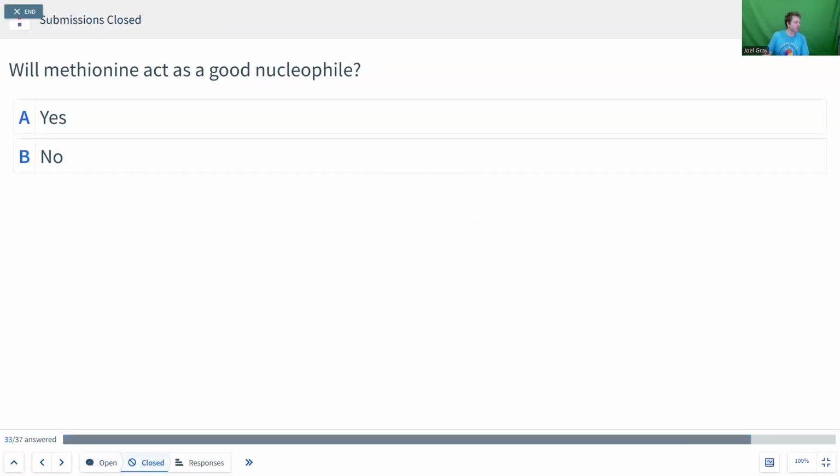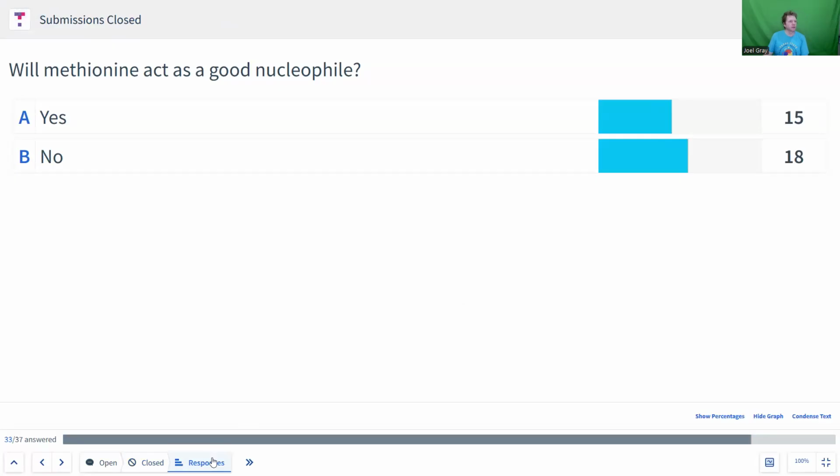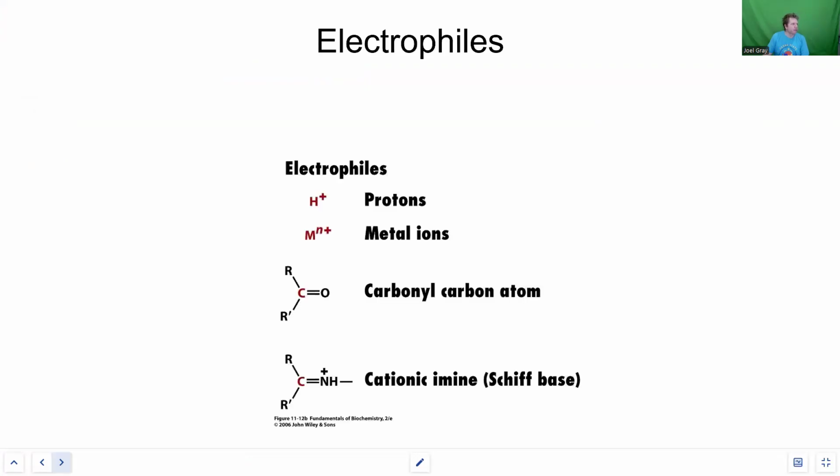Will methionine act as a good nucleophile? See our responses. Methionine will not. Cysteine can act as a good nucleophile. Methionine cannot. All right. Now, just as there's a nucleophile, we got to know about some electrophiles.